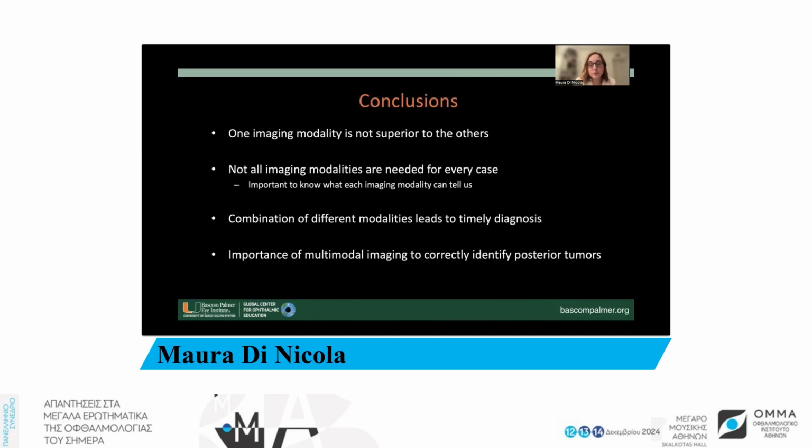So in conclusion, when it comes to intraocular tumors and imaging modalities, there's no one imaging modality that is superior to others or that can be used invariably in all lesions. And not all imaging modalities are needed for every case. So it is important to know what each imaging modality can tell us about each tumor to use them appropriately. Combination of different modalities can lead to timely diagnosis, and it is very important to appropriately use multimodal imaging to correctly identify posterior tumors, as well as to monitor for a response to treatment and potentially complications over time.